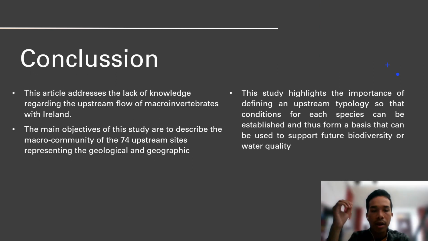Okay, next, conclusions. This article addressed the lack of knowledge regarding the upstream macroinvertebrates in Ireland. The main objectives of the study were to describe the macroinvertebrate community of the 74 upstream sites representing the geological and geographic range that are the focus of the reference system, to propose a typological classification of the identified upstream site groups using multivariate clustering and detrended correspondence ordinations, and to determine the environmental factors associated with the macroinvertebrate pool.